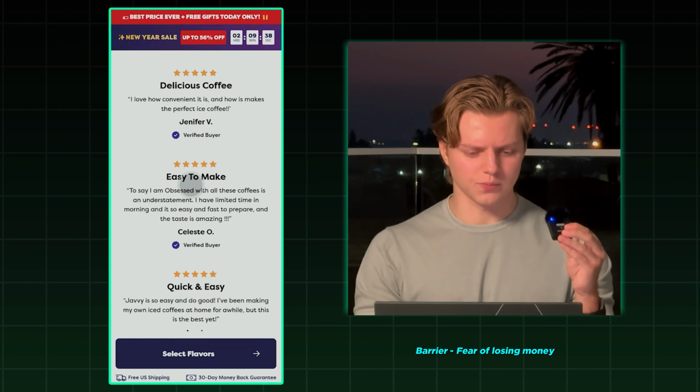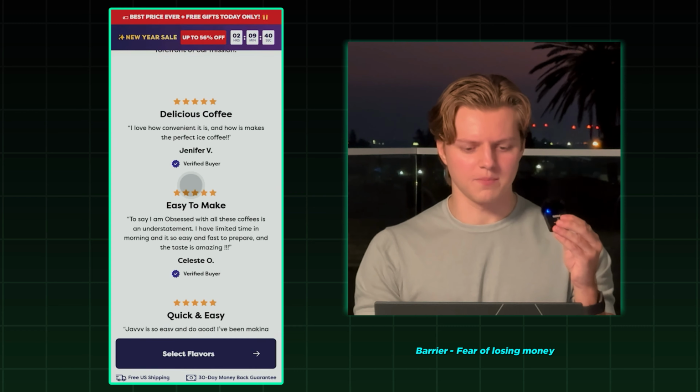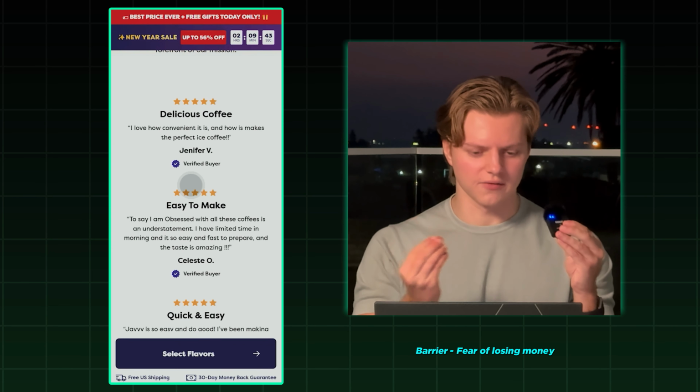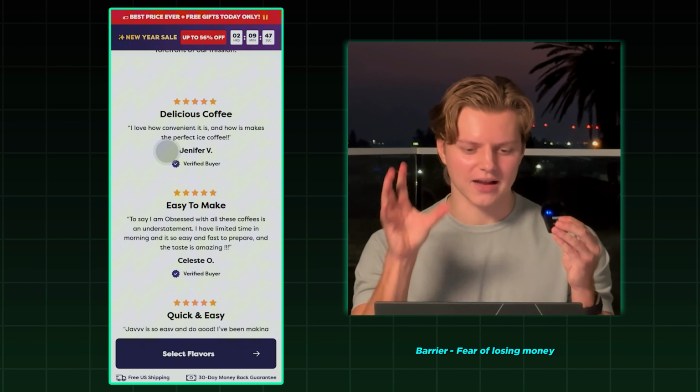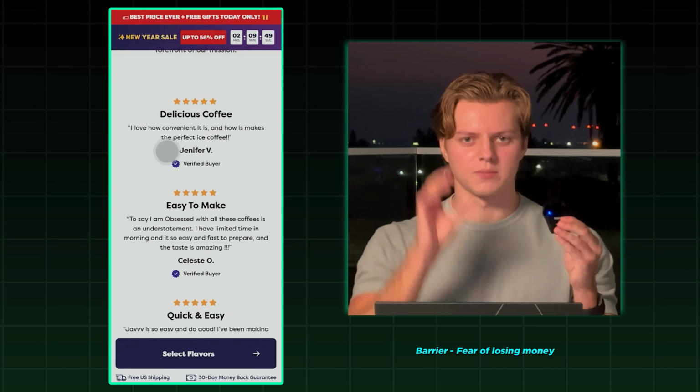Then they have this social proof section with some very big prominent reviews, which I love. This is the way to do it. Do not do tiny reviews. Do big, impactful 5-star reviews with big stars.